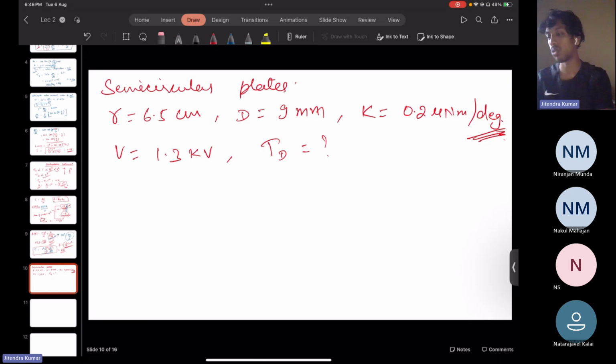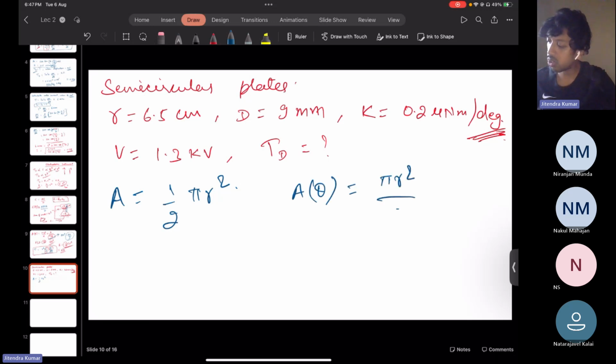So since it is a semicircular plate, the area of the semicircular plate is half pi r square. Great. Now we are done with the area, but it will vary, right? Area will vary, so A theta also will have to. We should write it here as theta by pi by 2.